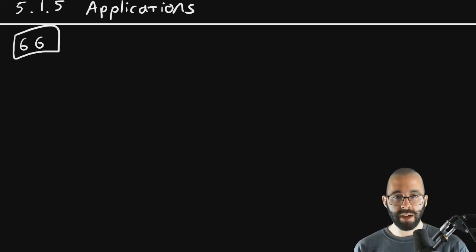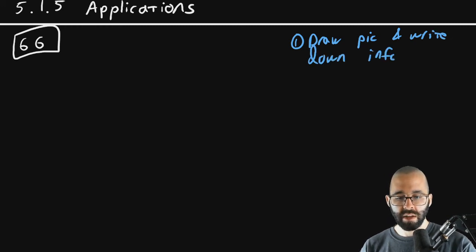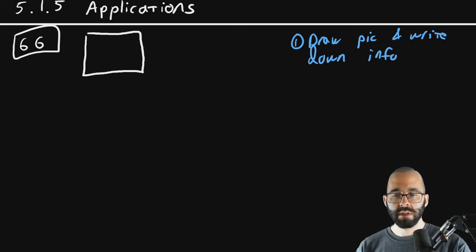That's going to be our first step, is drawing a picture and writing down information. Okay, draw a picture and write down relevant information. So the only real information that we have is a rectangular enclosure. And we know we have 200 feet of fencing.